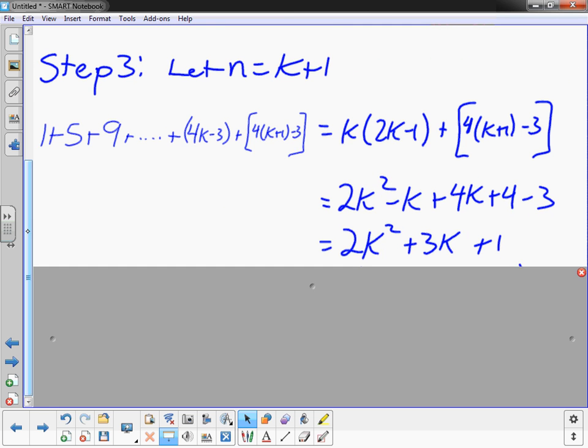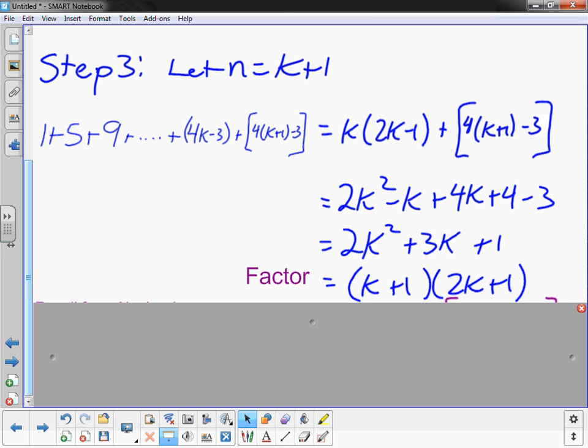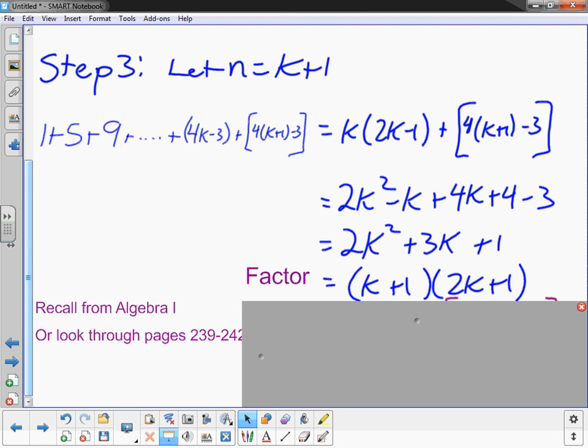So my whole 1 plus 5 plus 9 plus ... plus (4k minus 3) plus [4(k plus 1) minus 3] is equal to 2k squared plus 3k plus 1. Well, now what I'm going to do is factor 2k squared plus 3k plus 1. I have a little note here for you. To factor, you either have to remember how to do it from Algebra 1, or go back in your book and look at pages 239 to 242. That's the whole section on factoring in our book, so you can look it up.